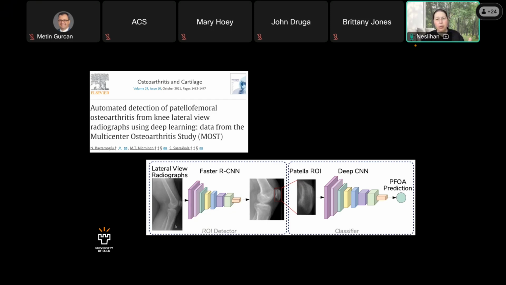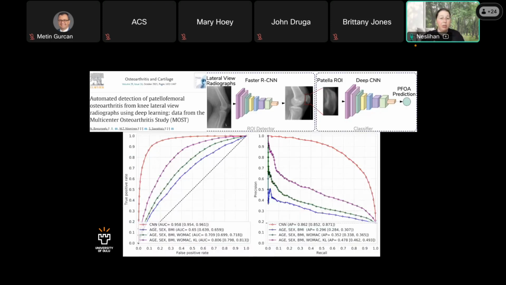So first of all, we need different kinds of views, such as lateral knee images. Initially, we applied a deep learning-based object detection to identify the region of interest, in this case, the patellofemoral ROI. Then we utilized this ROI as input to the second deep neural network. We also developed more traditional machine learning models using clinical data: age, sex, BMI, and WOMAC score. But these models' performance was very modest. But our deep learning model using imaging data had a very high discriminative ability.